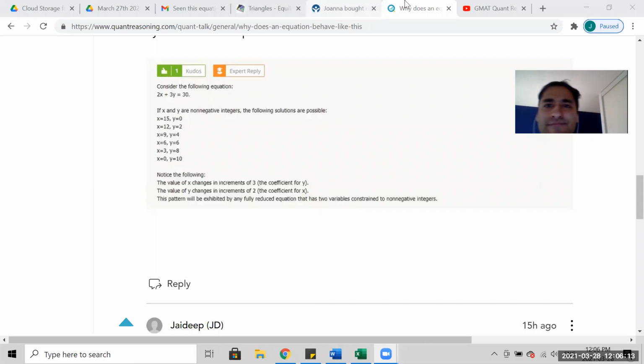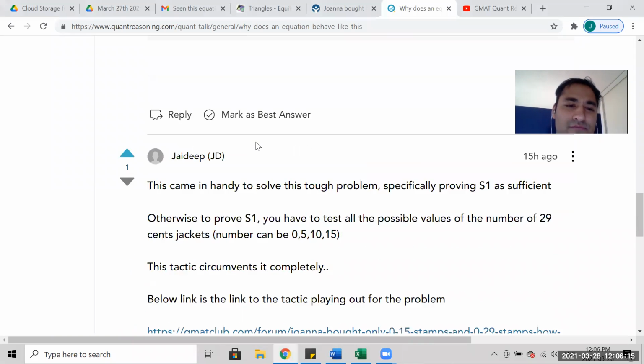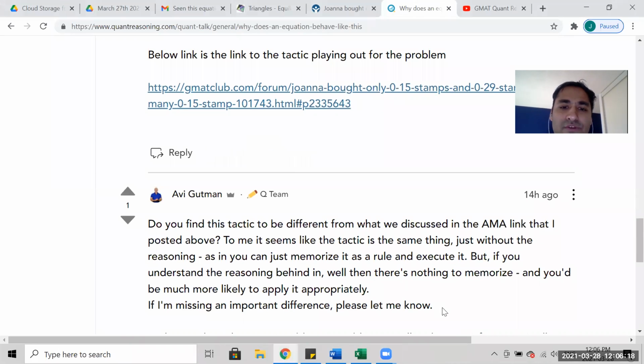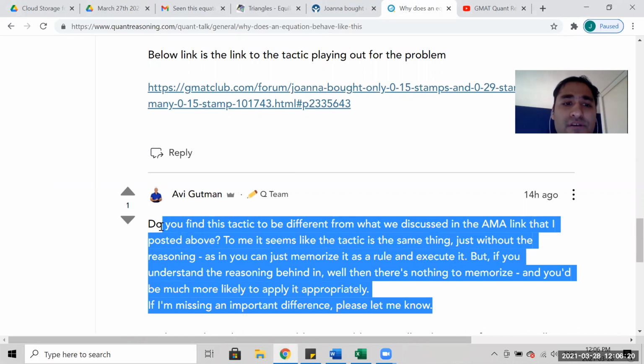Hi, Avi. I wanted to respond to this tactic that I was referring to. It's been bugging me and I think I've cracked it, and I just wanted your thoughts on it.